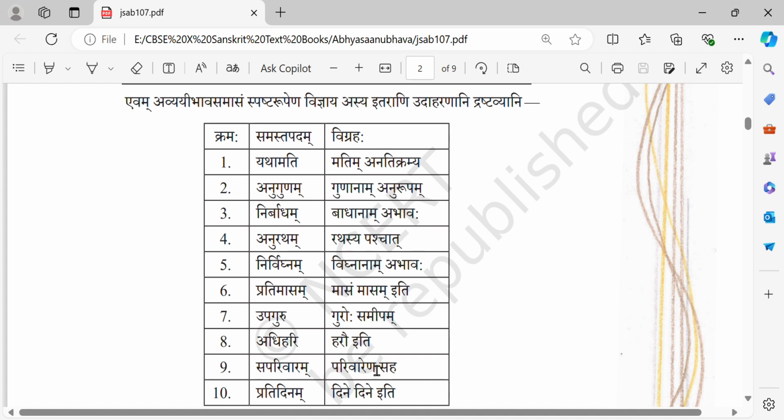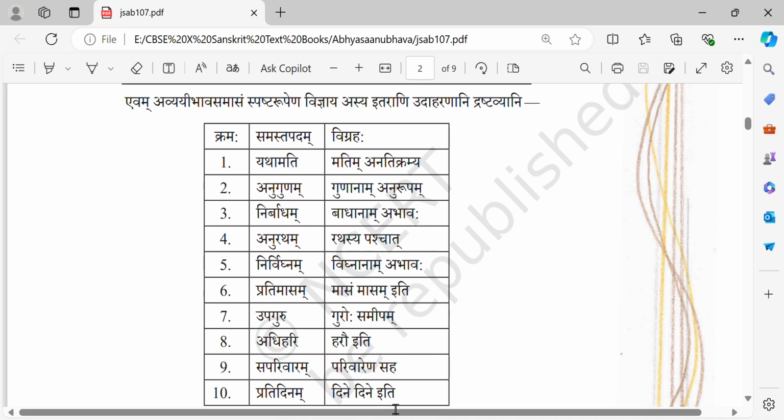Next one. Sakutumbam. Kutumbena saha. Mitra, samitram, saputram. So many words you can use with sa. Means you have to put saha here. Putrena saha, saputram. So saha means along with. Format is same. Now, pratidinam.